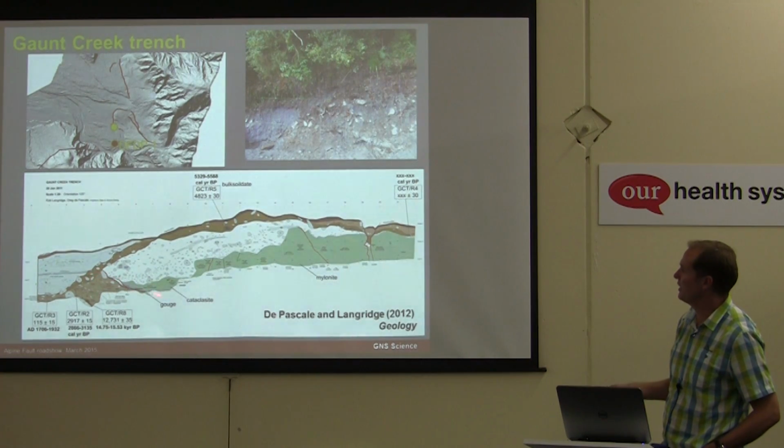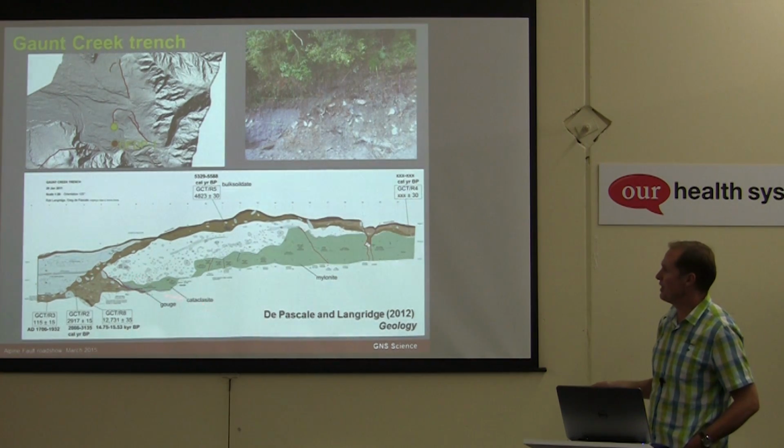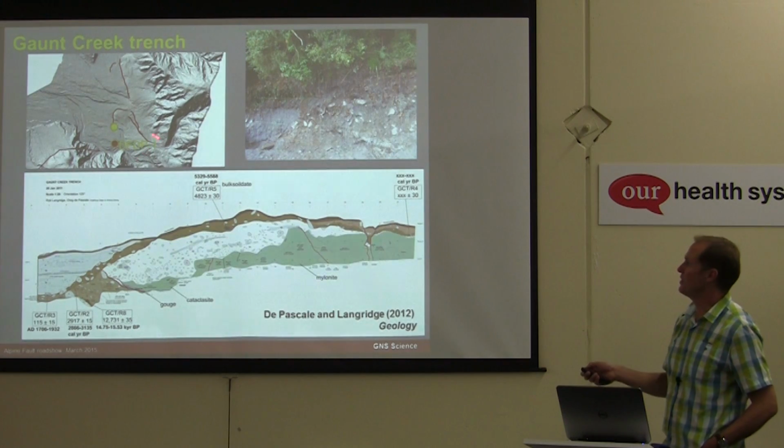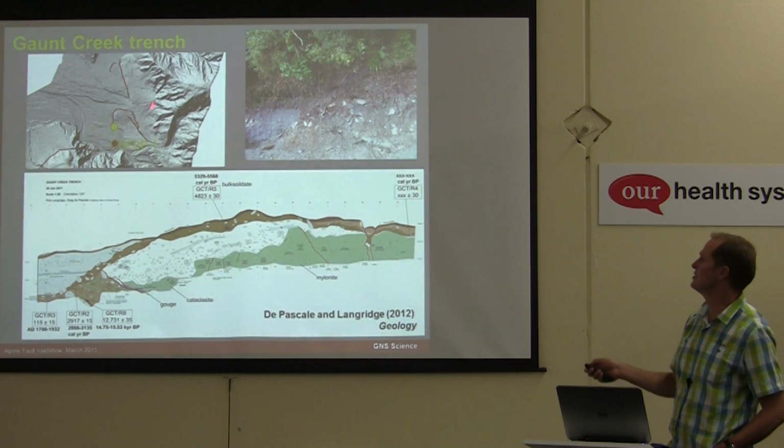It's quite low angle here, and this low angle faulting that we see at Gaunt Creek is very consistent with a north striking segment of the Alpine Fault. In fact, it's quite zigzagged in this area.